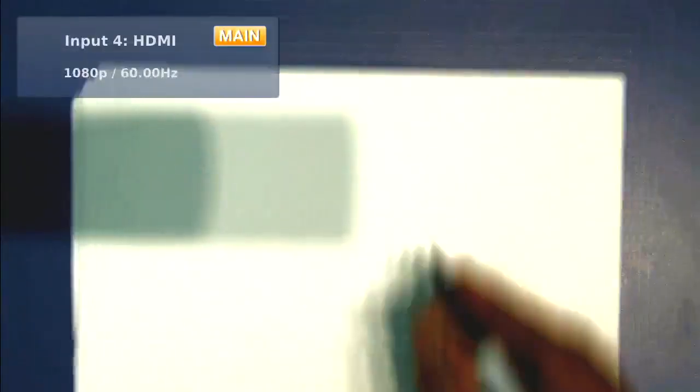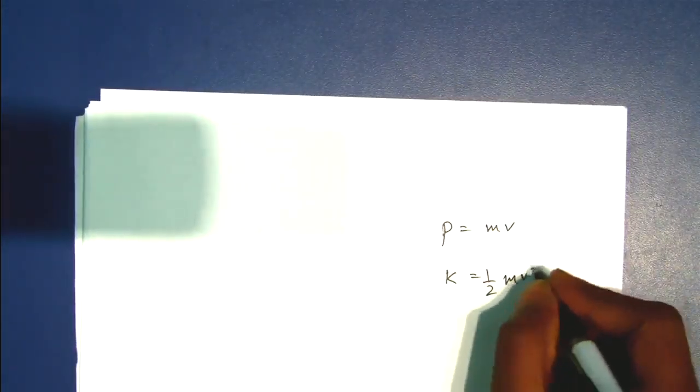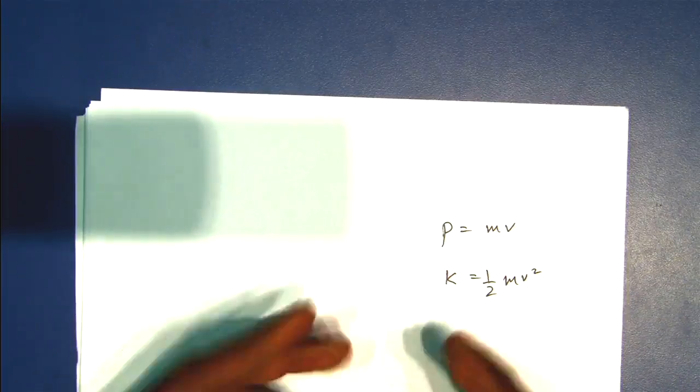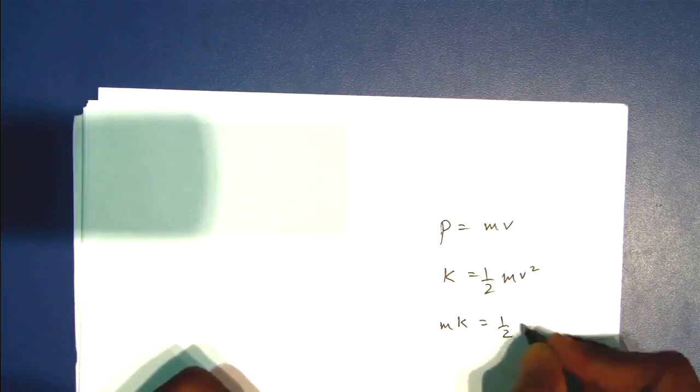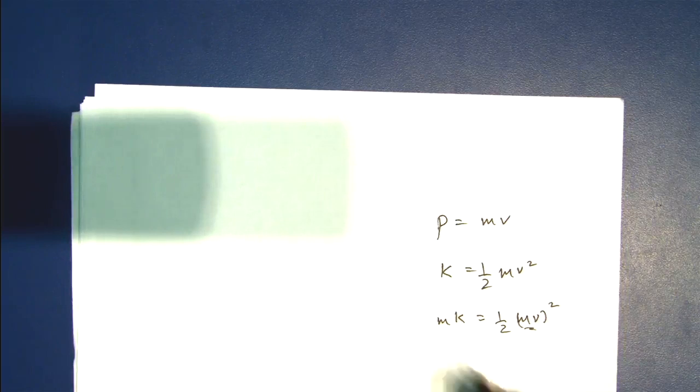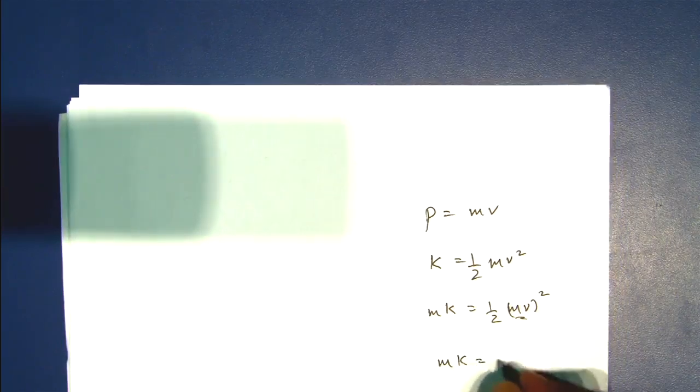So we define momentum as m times v. We define kinetic energy as 1/2 mv². Everyone with me so far? So let's multiply both sides of this equation by m. I get m times K is 1/2 m²v². Correct? So this term is p, so I can substitute: mK is p squared over 2, or K is p squared over 2m.